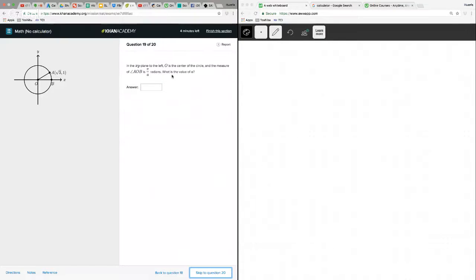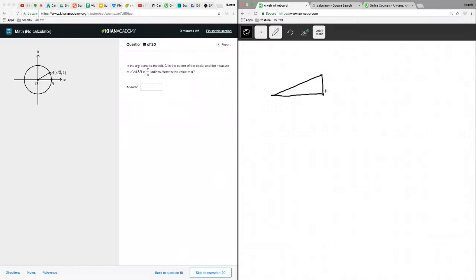In the XY plane to the left, O is the center of the circle, and the measure of AOB is pi over A radians. What is the value of A? So let's see. O is the center of the circle. Measure of AOB is pi over A. Okay, what is the value of A? Wait, this is a no calculator question. Let me think for a second here. Oh, this is a special right triangle, I think.